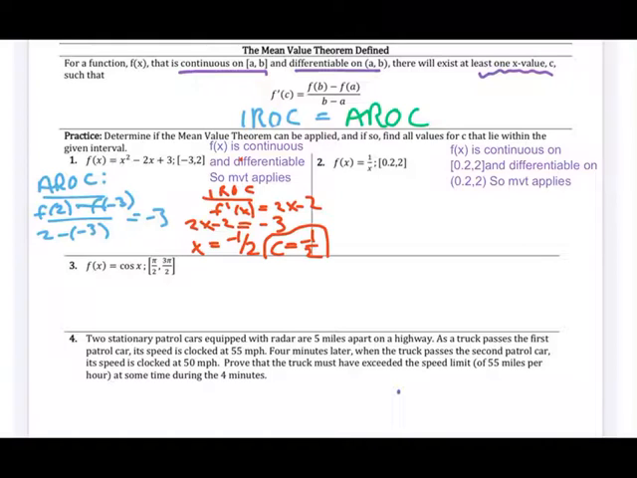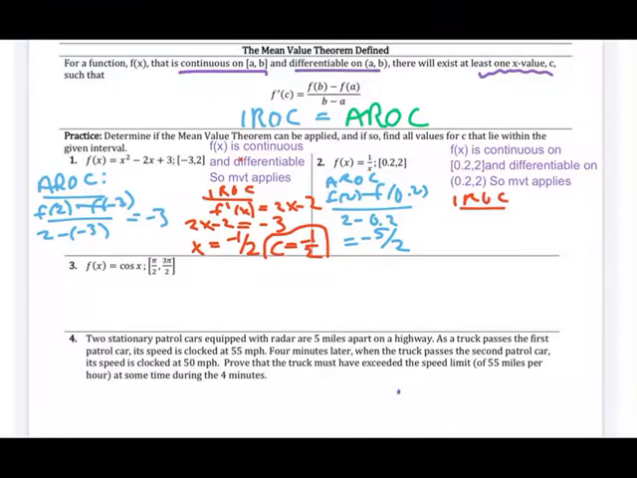So the average rate of change is going to be f of 2 minus f of 0.2 all over 2 minus 0.2. And if you plug in numbers there, f of 2 is 1/2, f of 0.2 is 5 over 1.8. So that's going to give you negative 5 over 2 as your average rate of change.